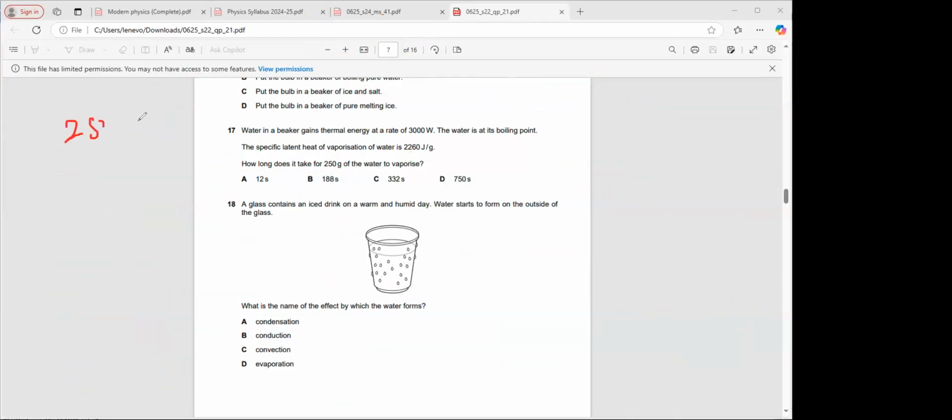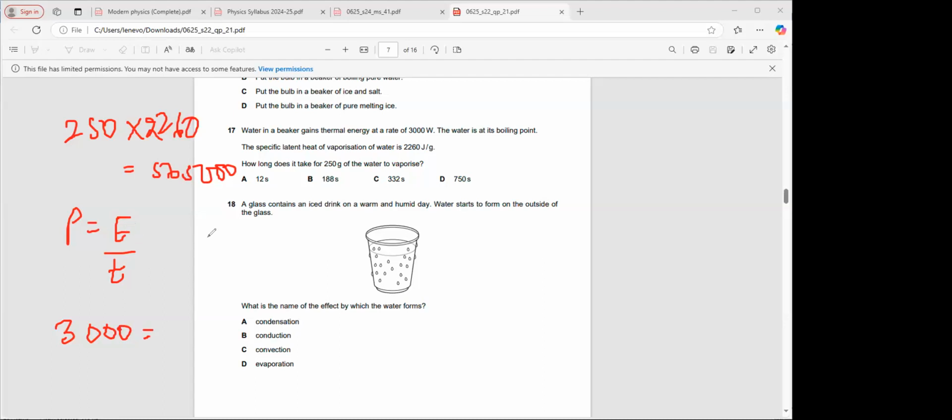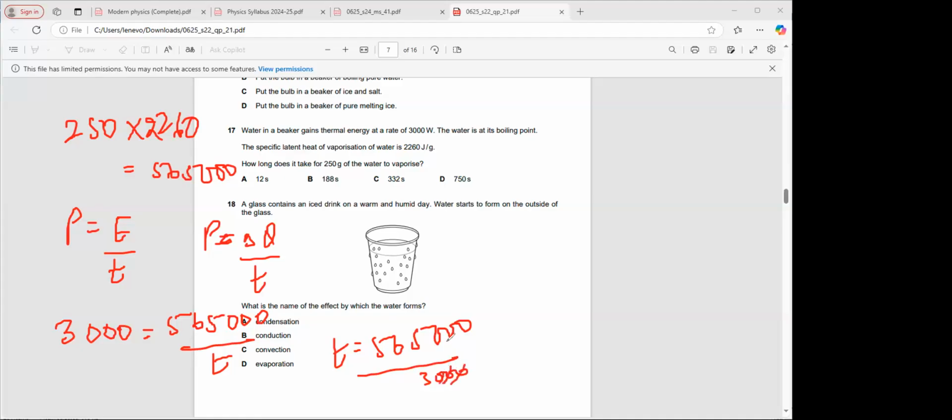See, 250 into 2260 will be 565,000. Power is equal to energy by time, right? Power is given as 3000. Energy will be calculated, as I told you. P is equal to delta Q by T, so delta Q means the energy. Energy by time. What is the energy? 565,000 by time. So what will the time be equal to? 565,000 by 3000. Zeros get cancelled. This is equal to 188.